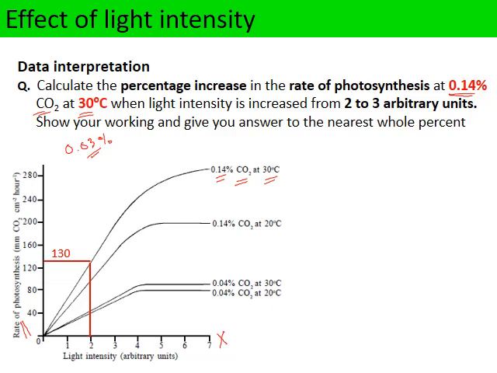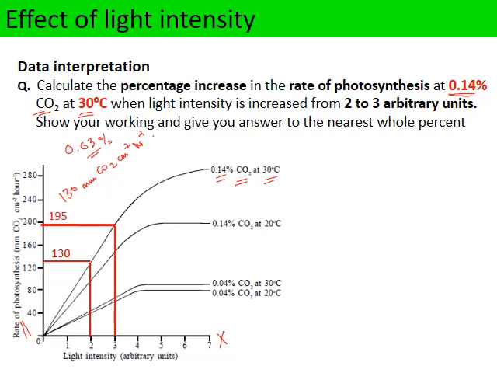So if we just use a ruler, we can draw a line straight up from number 2 on the x-axis, and where that hits our curve, we're going to draw a line going straight across to the left-hand side, and that will give us 130 units of the rate of photosynthesis. So we're going to say 130, and then we just use the units we're given, so millimeters of CO2 per centimeter squared per hour. So always put the units in.